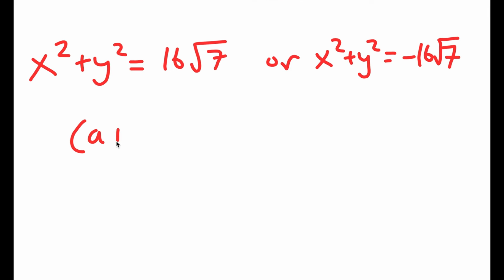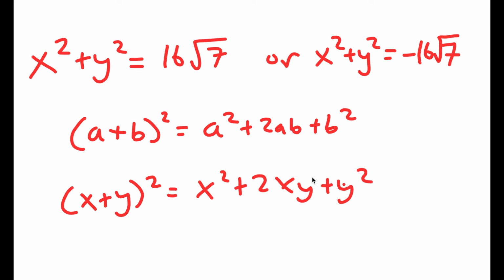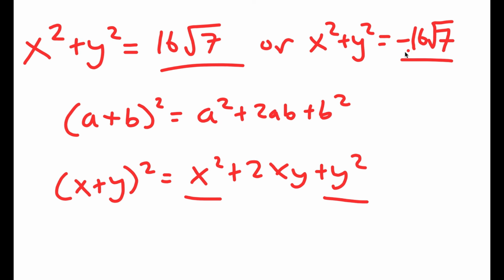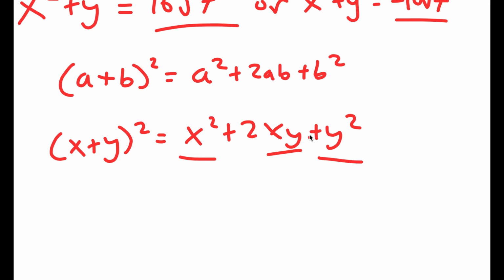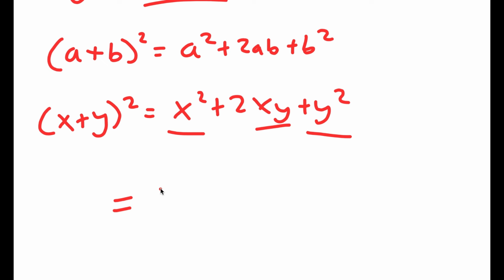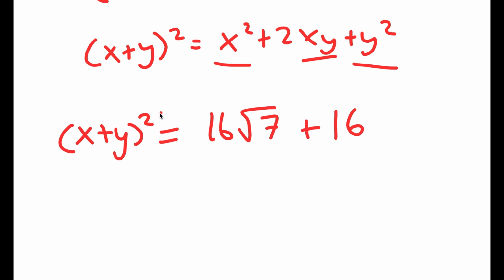Now, if I have something again in the form (a plus b) squared, this is equal to a squared plus 2ab plus b squared. So this means that (x plus y) squared is equal to x squared plus 2xy plus y squared. Well, we already have the value of x squared plus y squared right here, 16 root 17, and also negative 16 root 17. And x times y is equal to 8. So I get this is equal to 16 root 17 plus 2 times 8, which is 16. So this is the value of (x plus y) squared.